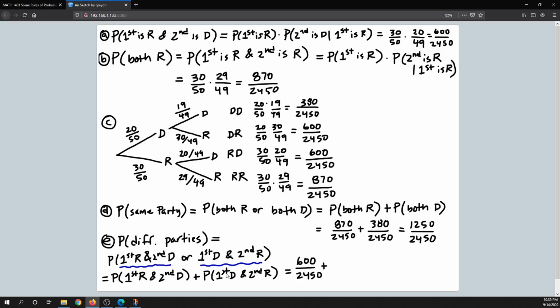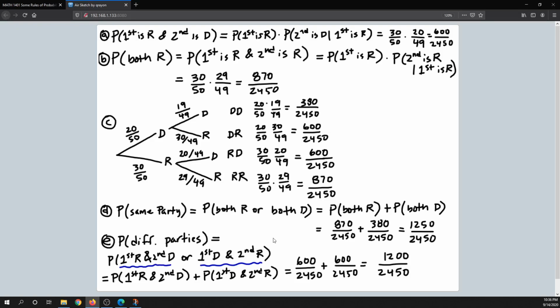And then the probability that the first is a Democrat, second is a Republican, we got that that was 600 over 2450 as well. And so that's right here. And we can add that together and get 1200 over 2450. Okay, and so that's one way to calculate E. I just wanted to show that way because there are some problems where you kind of have to do it this way, and I think it's good if you see an example like that.